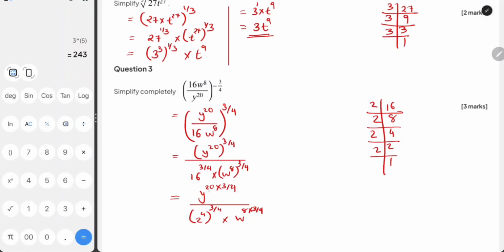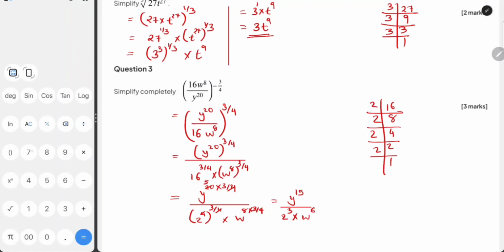Okay. So this 20 times 3 by 4, if you cut it, it is y raised to 5 into 3, 15 upon 2 raised to this 4 into 3 by 4, 4 can cut, so 2 raised to 3 into this w raised to 8 to the power 3 by 4, so that is 8 into 3 by 4 is 6. That you can, these kind of multiplication with the fractions, you can do it in the calculator also.